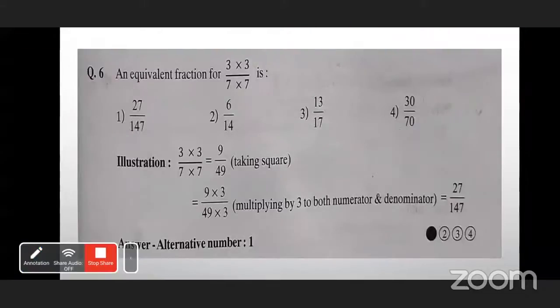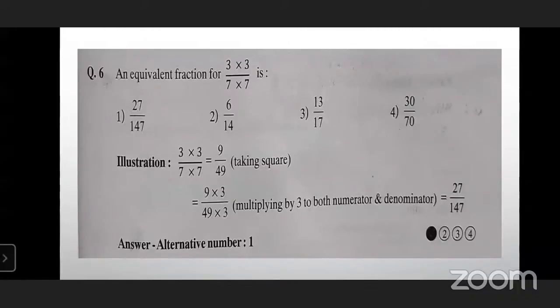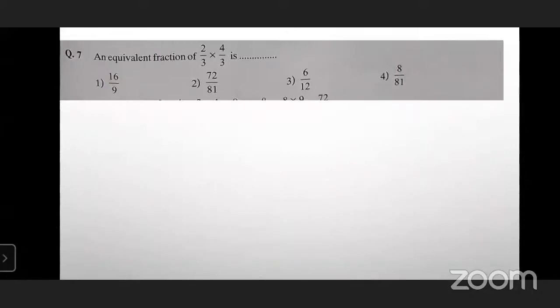See here, taking squares. So multiplying by 3 to both the numerator and denominator, we get 27 upon 147. So the first one is the correct answer. Now read the seventh one.